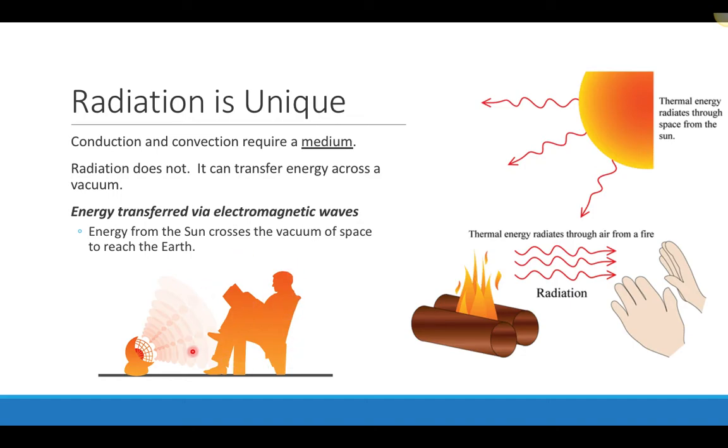Some different examples of radiation: if you have a little heater in your house on a cold winter day and you're sitting in your chair, that energy is radiated outward from that heater. Of course, we've got thermal energy from the sun from radiation. If you're sitting next to a campfire, your hands can get warm if you place them to the side of the campfire. So you've got some radiation occurring here.